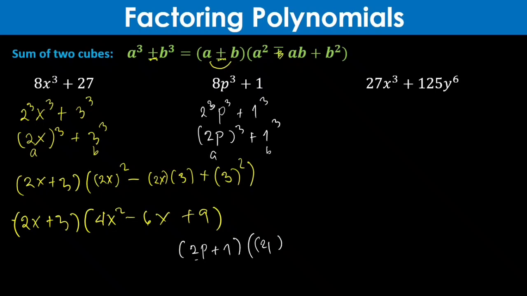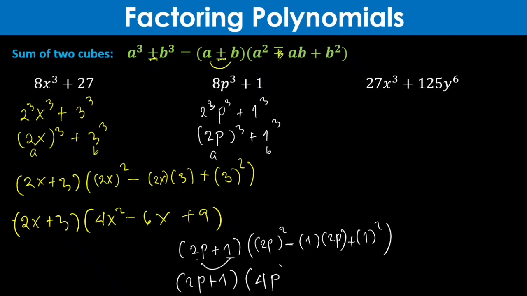That is 2p squared. Then multiply this. Since we use minus, multiply that. That's 1 times 2p, plus square this one, that's 1 squared. Okay, and this is now 2p plus 1. That is 2 squared, that's 4p squared, minus 1 times 2p, plus 1. So that's the factor.